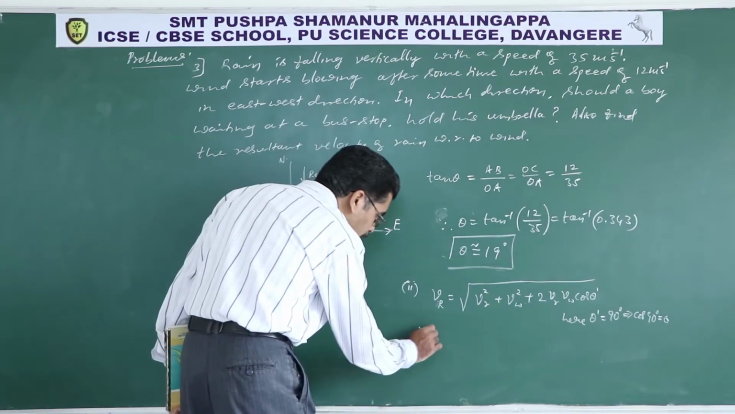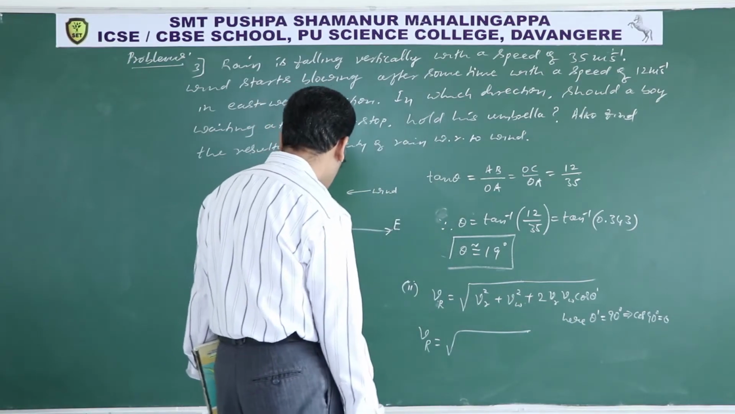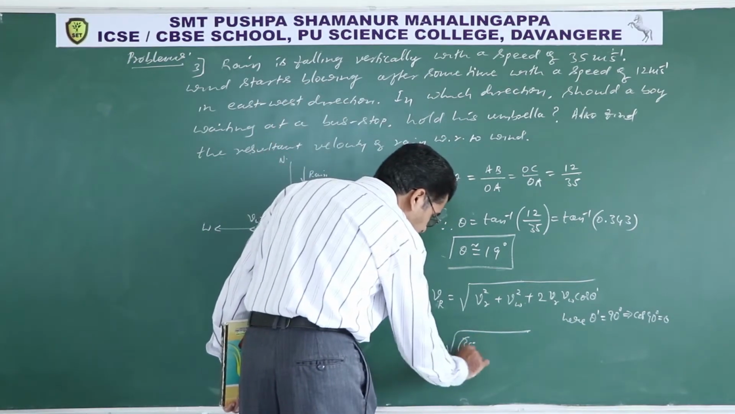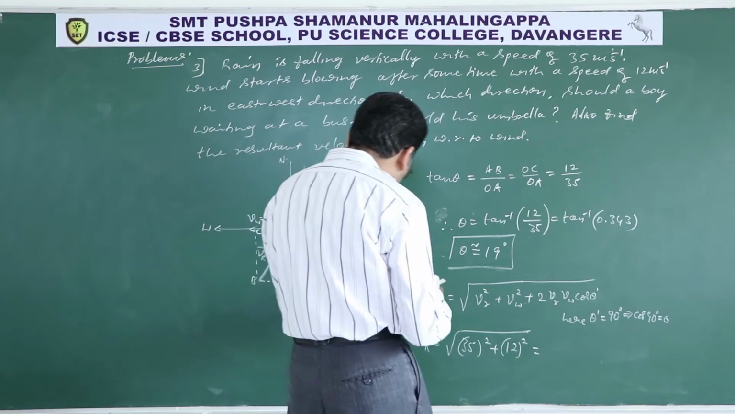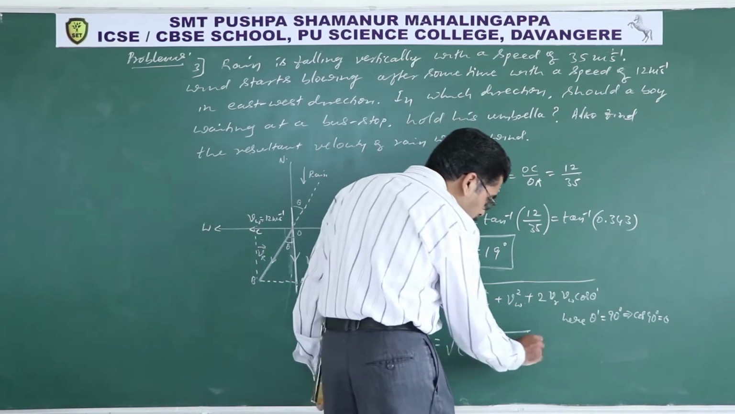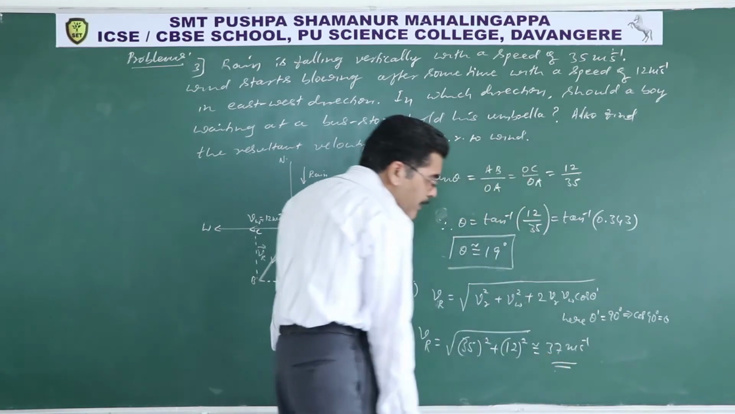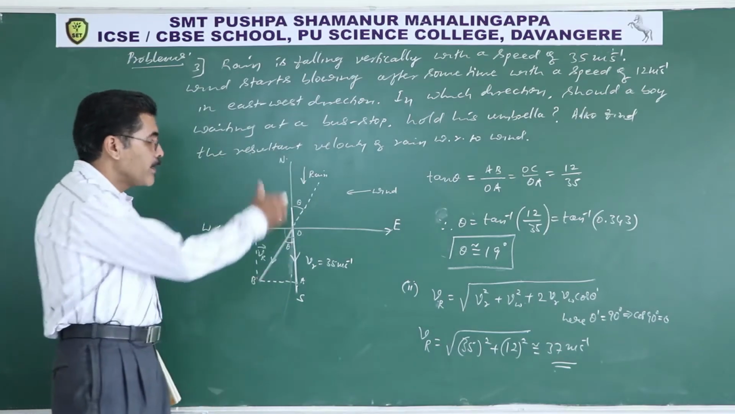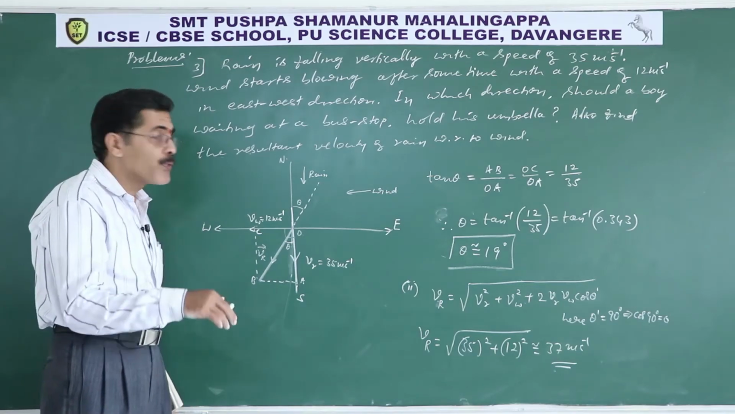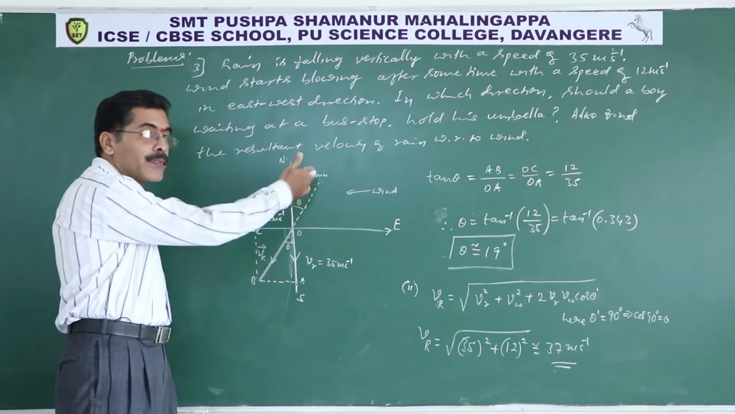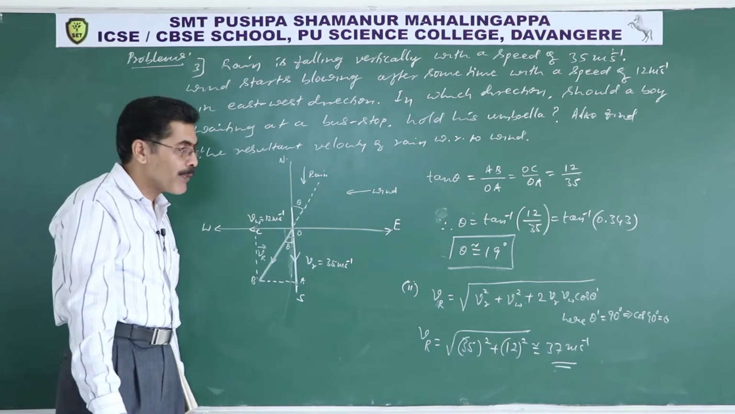What you are left with: VR is equal to the square root of 35 square plus 12 square. Please simplify this. On simplification, you are going to get approximately 37 meter per second. Therefore, though the rain speed is 35 meter per second, because of the wind, the rain speed appears to be 37 meter per second. Along the resultant direction, the rain speed is 37 meter per second.